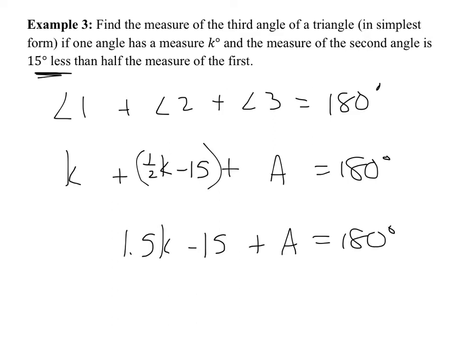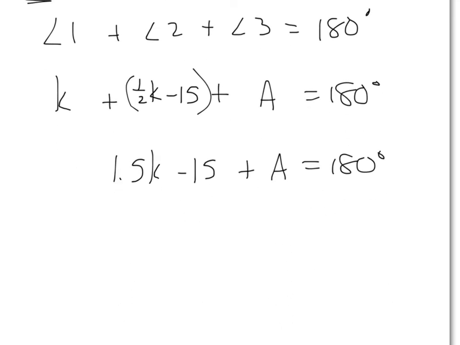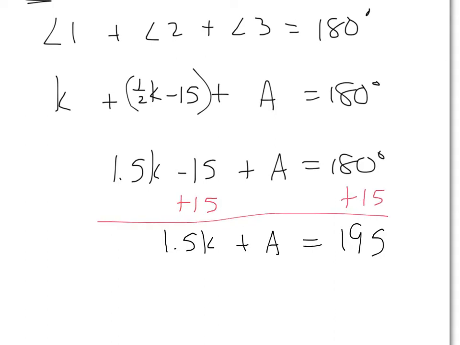Then I want to get A by itself. What should I do next to get A by itself? Nina? Add the 15, absolutely. Okay, add the 15 to both sides, giving us 195. Again, remember, we want to combine like terms always first. And finally, the last step to get A by itself, to isolate the variable A, how do we get rid of a 1.5K?